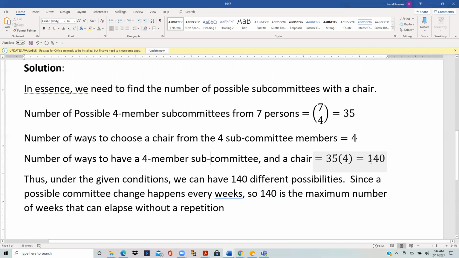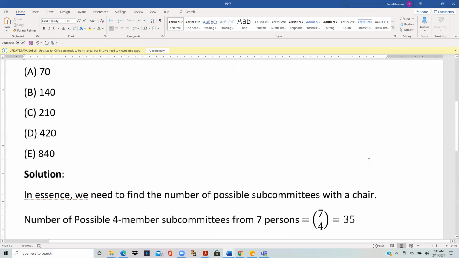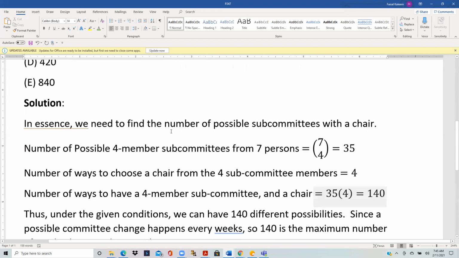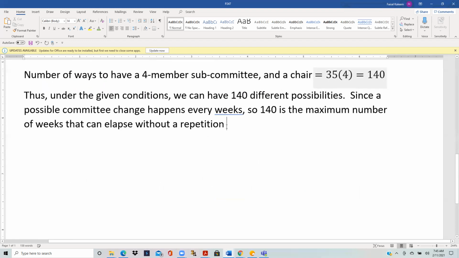So you can't have more than 140 weeks without a repetition, because even if you choose a different subcommittee every week, the maximum you can go is 140. After that, in the 141st week, there has to be a repetition. So 140 is the answer. The correct answer is B.